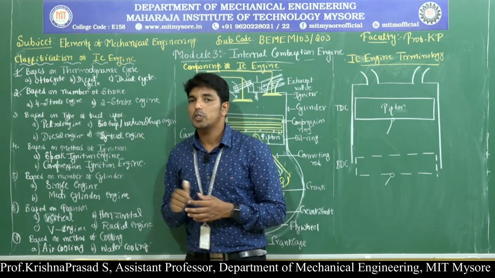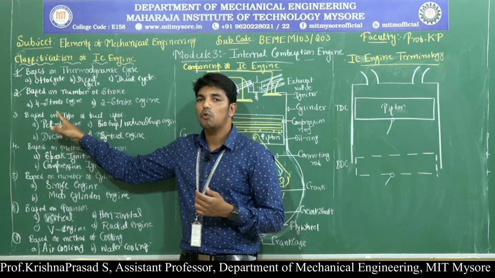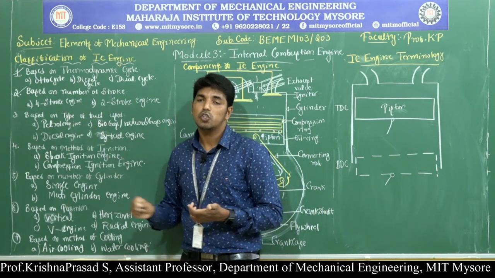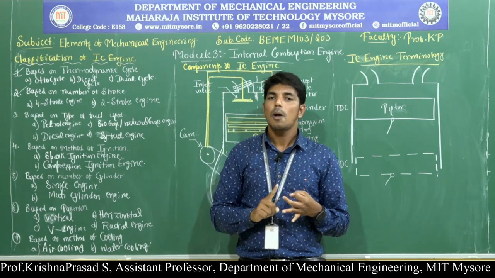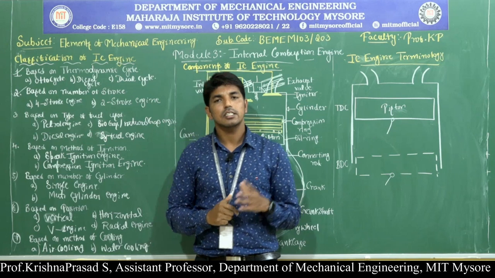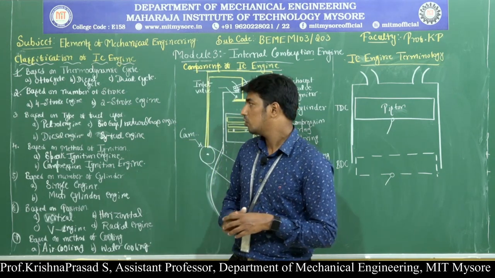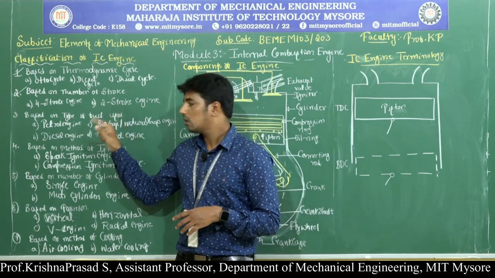Next, number of strokes. If the working cycle is completed inside the IC engine with the help of 4 different strokes, then it is called 4-stroke engine, that is suction, compression, power and exhaust. Second one, if the working cycle of the engine is done only with the help of 2 different strokes, then it is called the 2-stroke engine. Example, upward stroke and downward stroke.